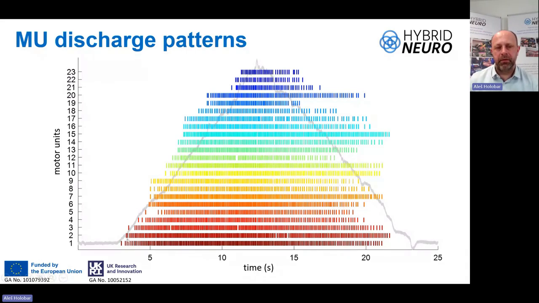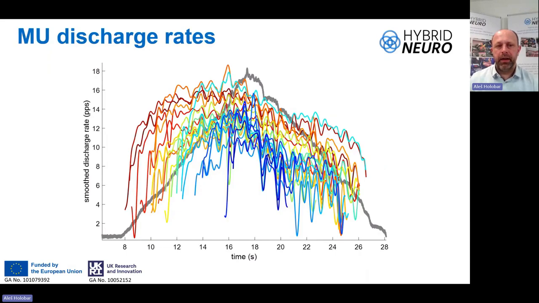So you can observe the recruitment modulation with increased force and also the firing rate or discharge rate modulation. The discharge rate is not so evident from this slide, but you can always calculate it from the interdischarge intervals. Then you see the same data in another form, where you can follow how the discharge rate of the motor unit increases with the exerted muscle force.